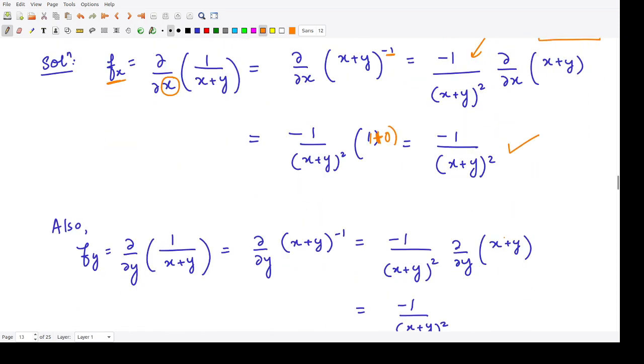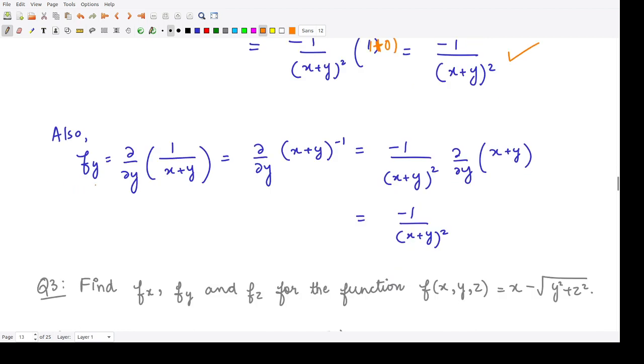Next we have the partial derivative of f with respect to y. Again we will first calculate the derivative for this power. So it would be minus 1 divided by x plus y whole square, and then the derivative of x plus y according to the chain rule. So what is this derivative? The derivative of x with respect to y would be 0. Why? Because we are treating x as constant. And then the derivative of y would be 1. So this quantity is multiplied by 0 plus 1, so that is the answer. The answer is minus 1 divided by x plus y whole square. So this is very simple.